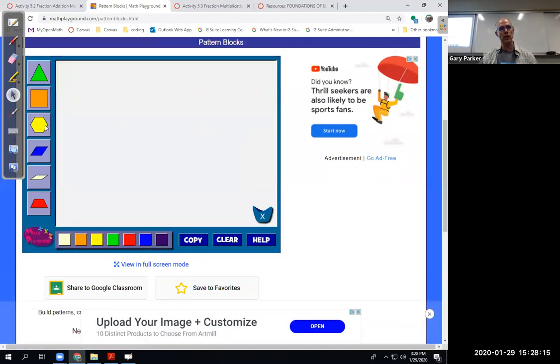Yeah, so here, I would say maybe this is a whole, and I would label it as such. And then I would want to show 3 halves. So 1, 2, oops. And so this could be my 3 halves, and I would label it.